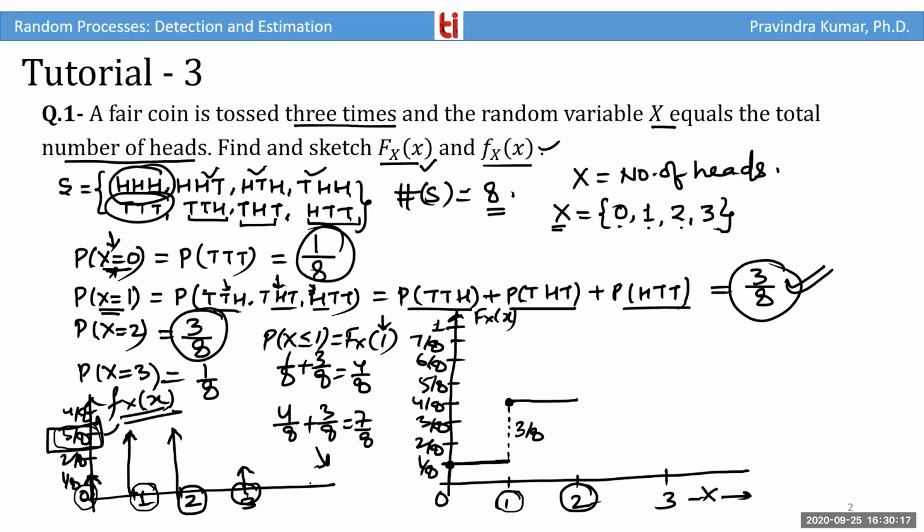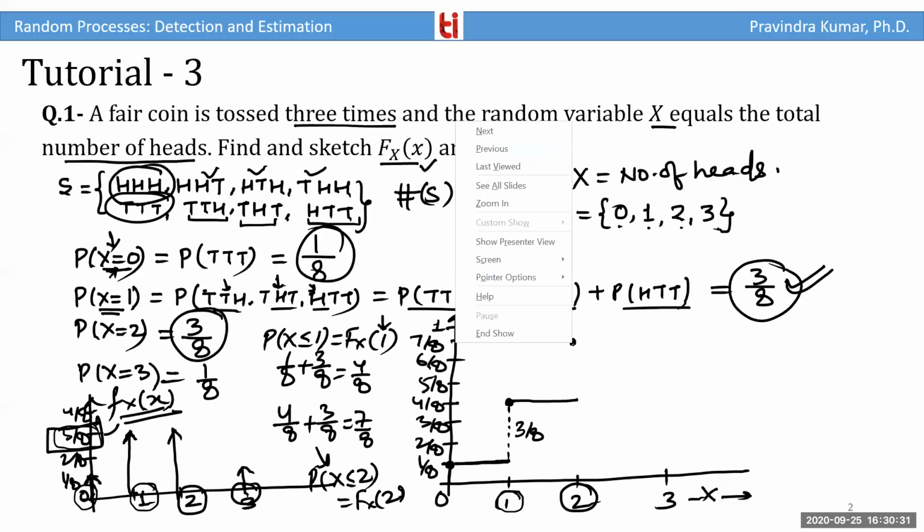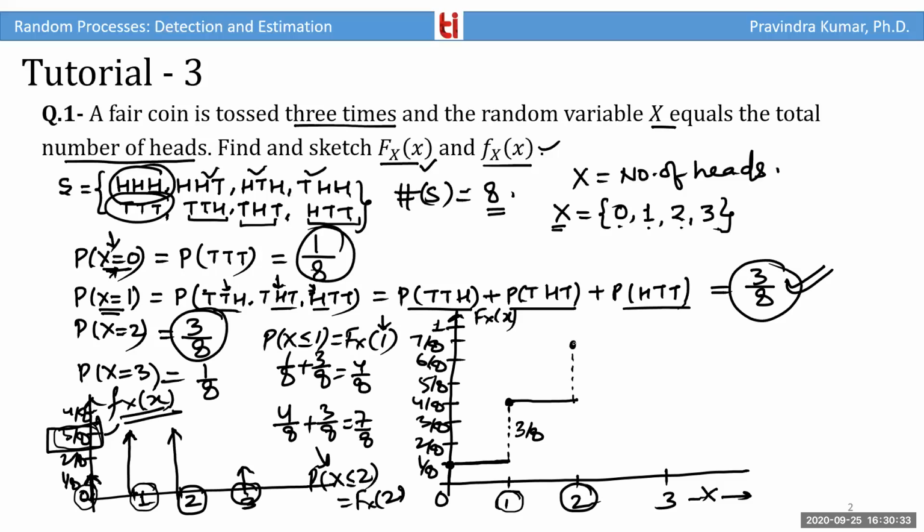And this is the probability at x less than or equal to 2, or you can say F(2). So at x equal to 2, the probability is 7 by 8. Up to 3 it will be 7 by 8, and at 3 it will be added 1 by 8. 7 by 8 plus 1 by 8 is 1. So this jump is 3 by 8, this is 1 by 8, and this is 1 by 8.